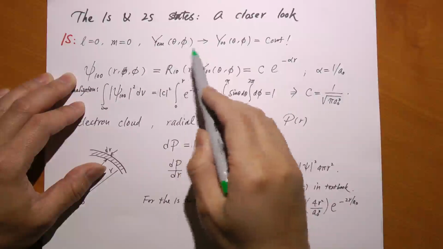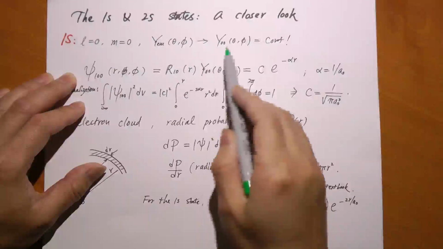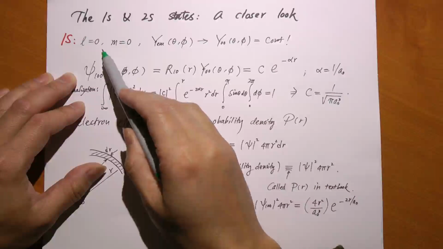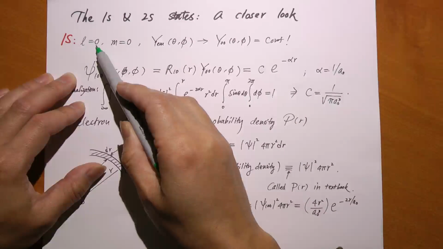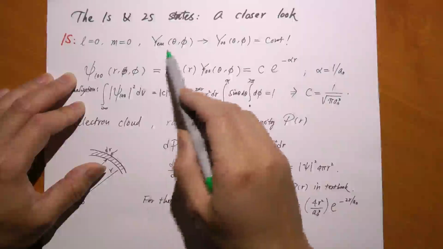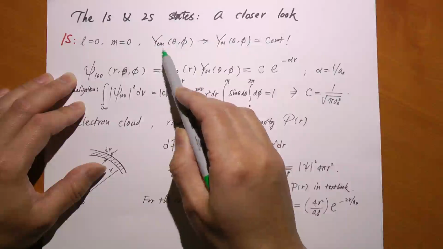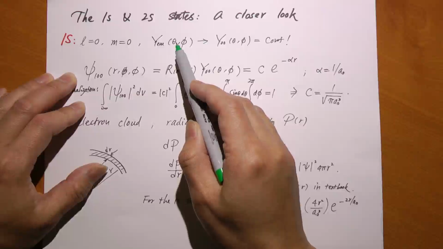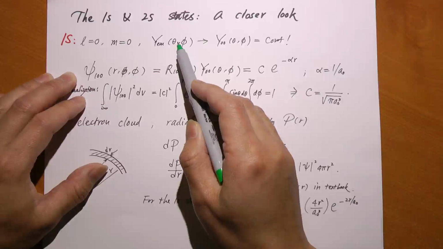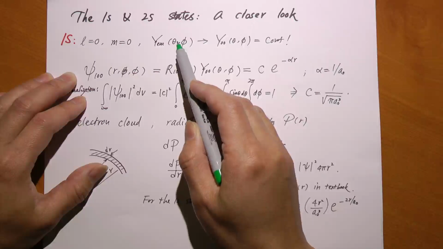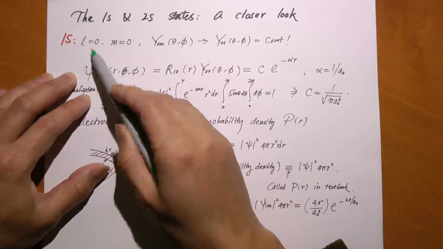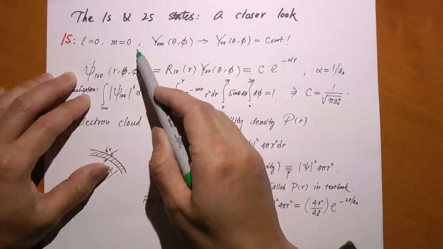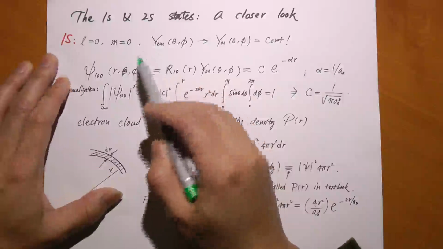For l equal to 0, any s state, you can write down Y_lm. It does not depend on the angle phi, for any s state, because m equals 0. But if l is also equal to 0, then we have the only Y_lm that has nothing to do with the angle theta either. That is the only isotropic distribution in space, as we saw before. Y00 is just a constant. So the 1s state is the only spherically symmetrical distribution of charge.